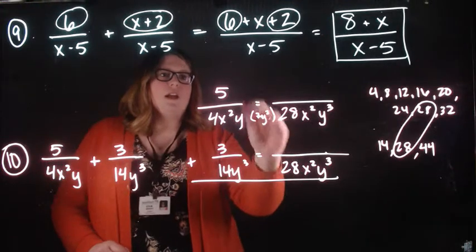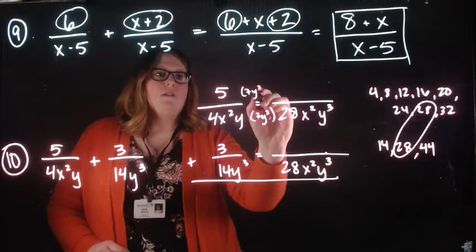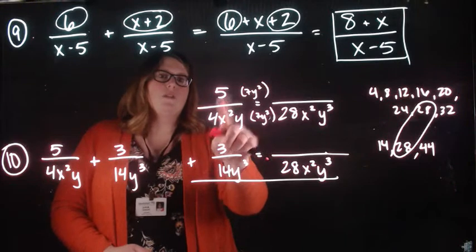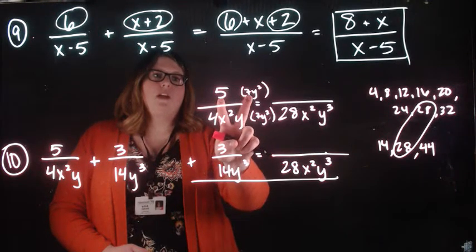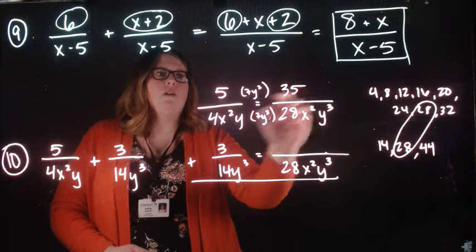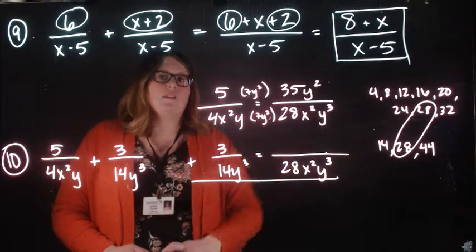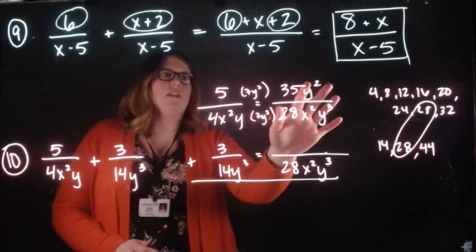If I do that to my denominator, I have to do it up here to my numerator. So piece by piece again, let's take our number factor. 5 times 7 is 35. Then y squared, just tacking on at the end.